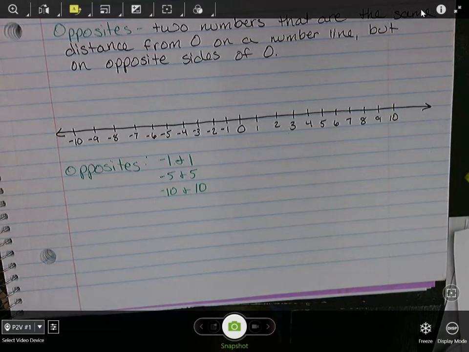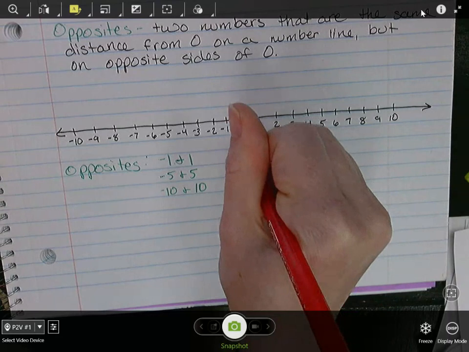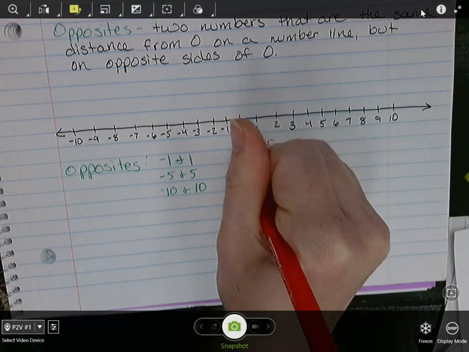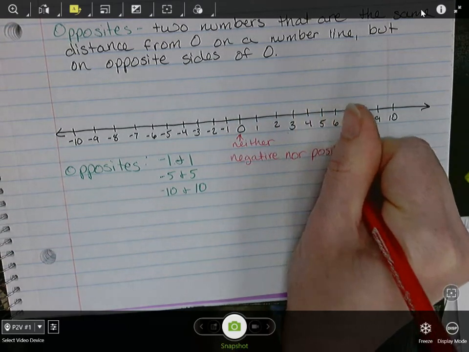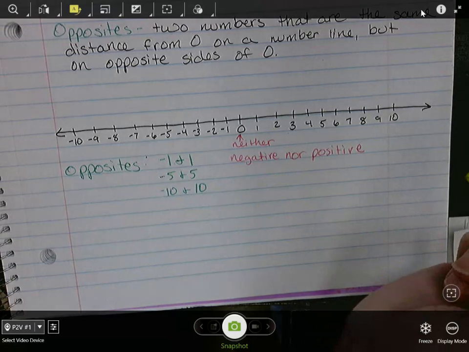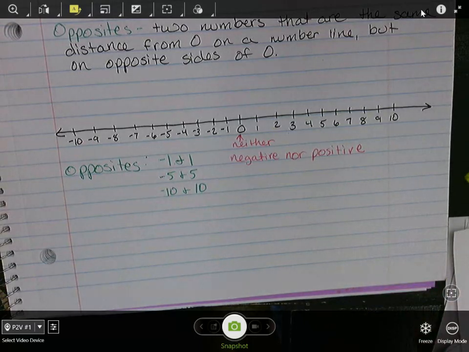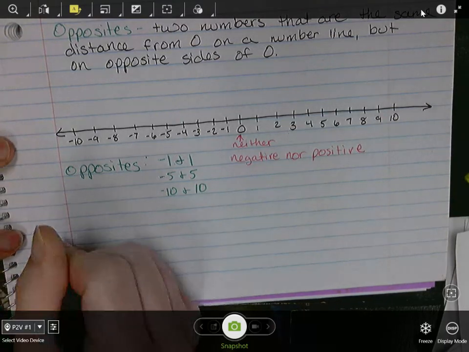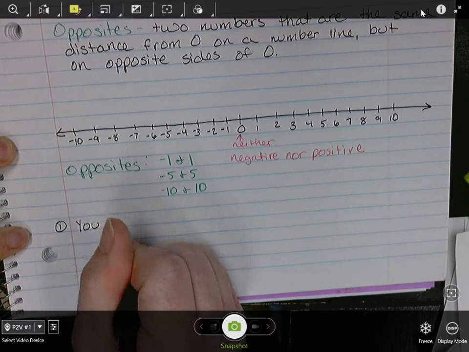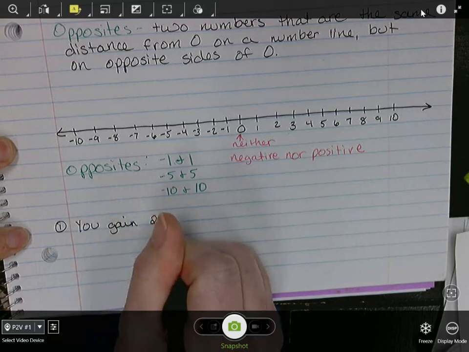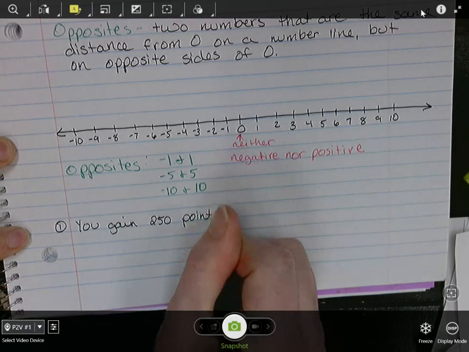Okay? Notice that 0 is neither negative nor positive. It's neutral. Okay. All right, let's do an example of whenever these are represented in a real life situation. You're going to write the number as either positive or negative based on the situation. Okay, so for number 1, it says you gain 250 points in a game.